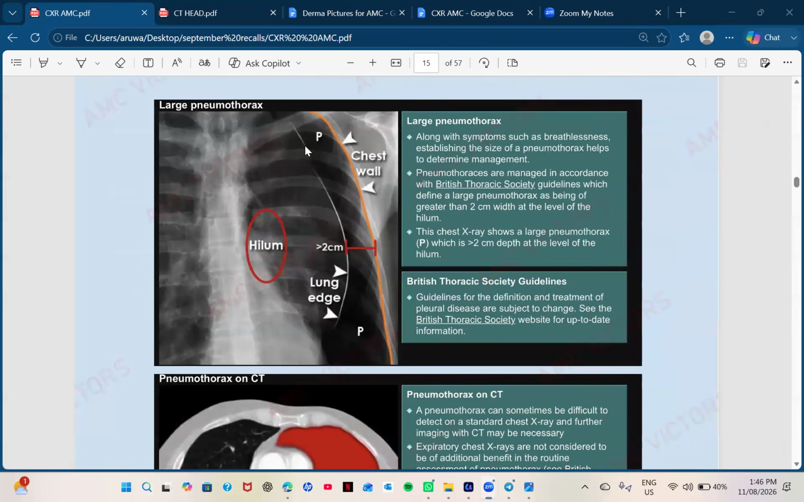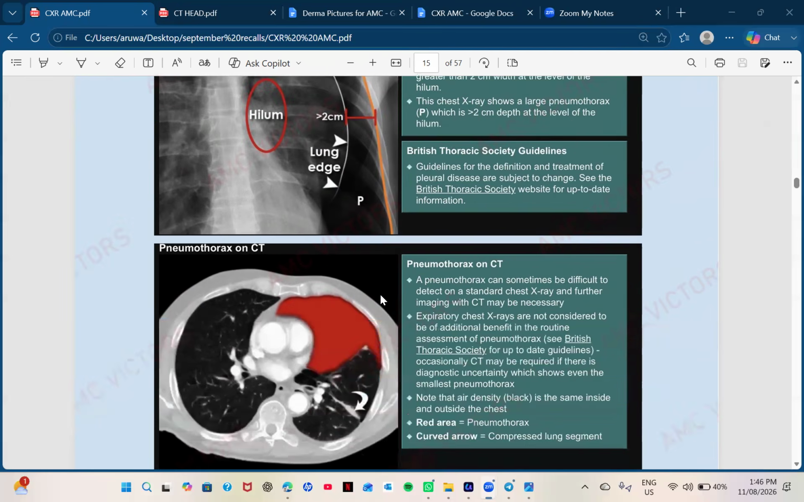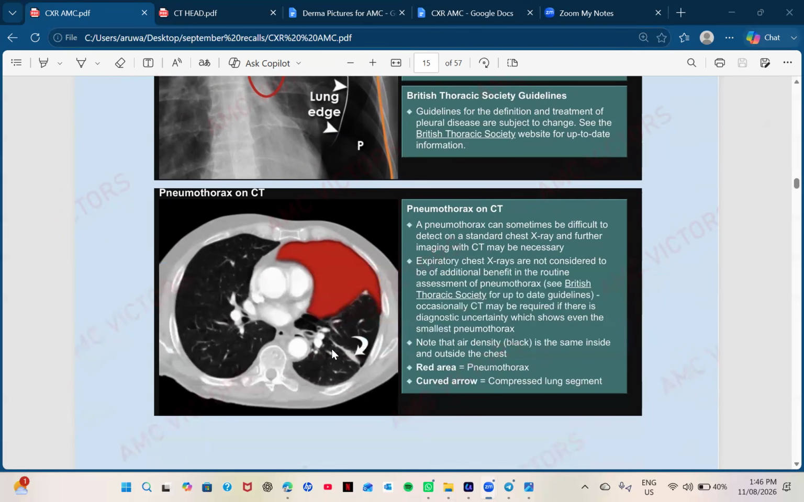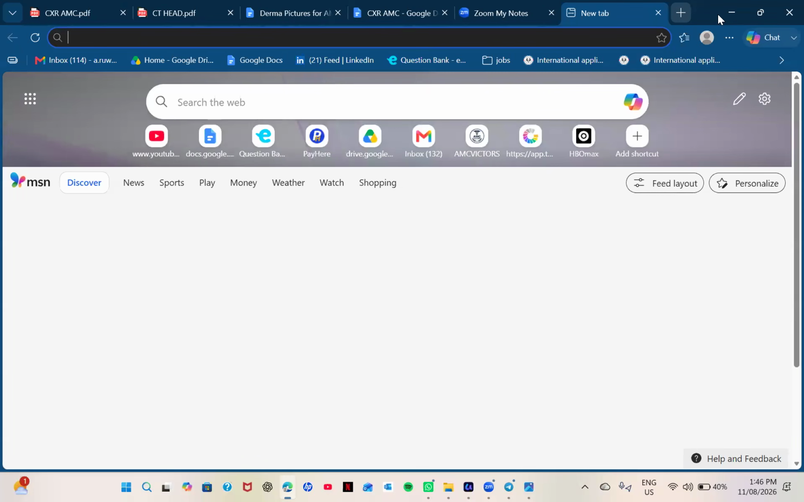You can see the white lines, right? White lines, and here the chest wall, then the white line, because the lung is compressed, right? Here the width is more than 2 centimeters. In that case, we can call it a large pneumothorax, right? Here on the CT also you can clearly see the tension pneumothorax. I'll show a better picture in eMedicine because every time they ask in this one.